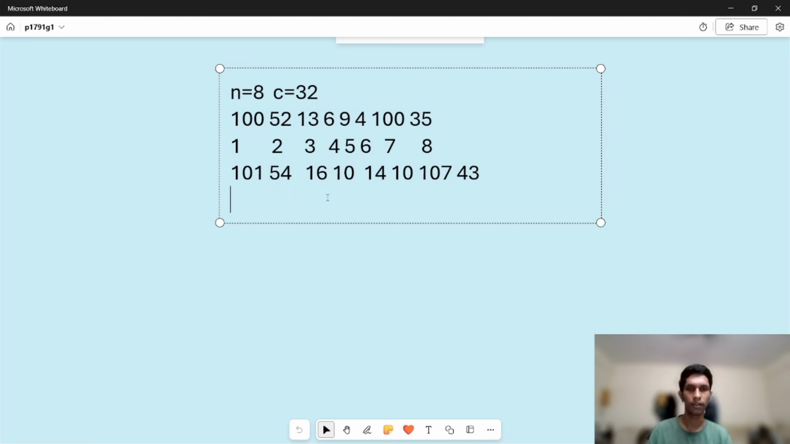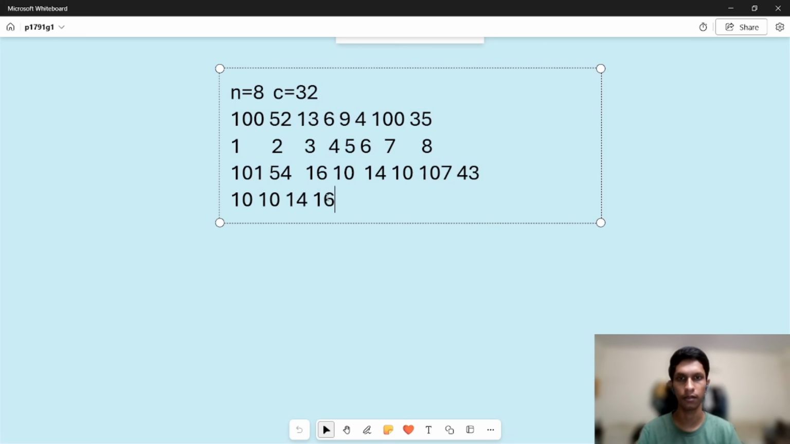So let's first sort this. After sorting, it should look like 10, 10, 14, then 16, then 43, 54, 101, and 107. Initially, we are beginning with 32 points, and we have to give the maximum number of doors that we can access.